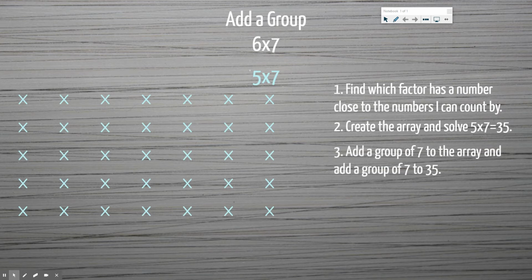Then I'm going to add a group of 7 because remember, I need 6 groups of 7. So if I already have 5, I'm going to add one more. And I'm going to add 35 plus 7 to equal 42. So this is one way to solve this problem, 6 times 7.